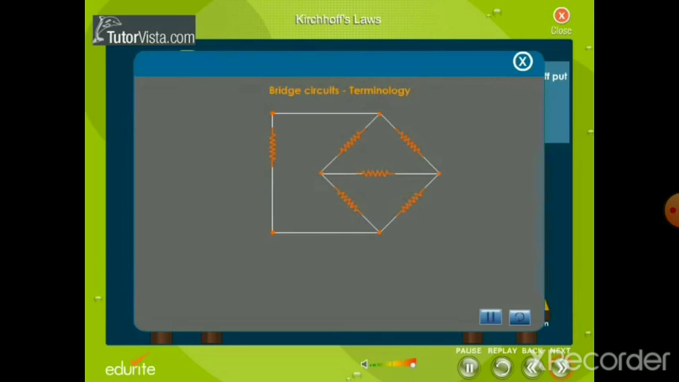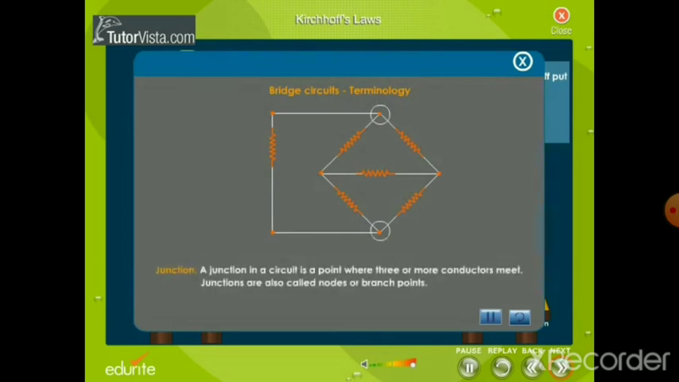Bridge circuits terminology. Junction. A junction in a circuit is a point where three or more conductors meet. Junctions are also called nodes or branch points. Loop. A loop is any closed conducting path.